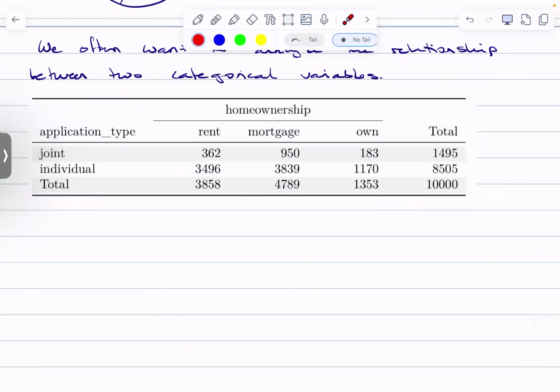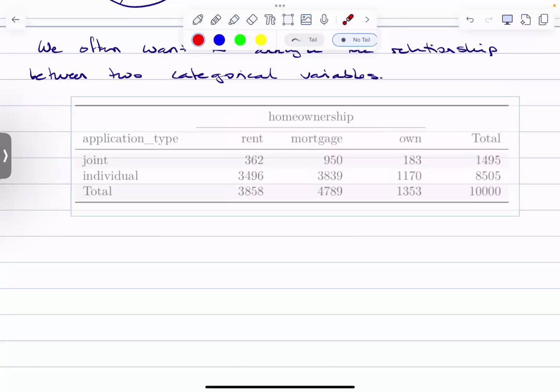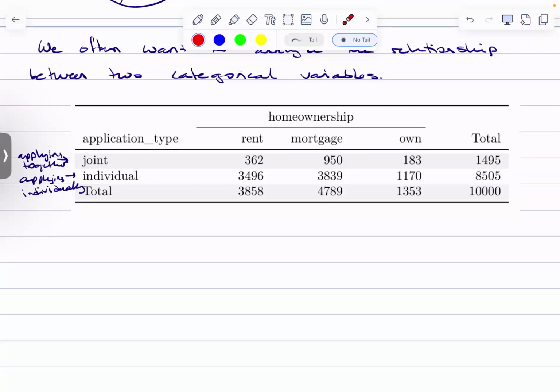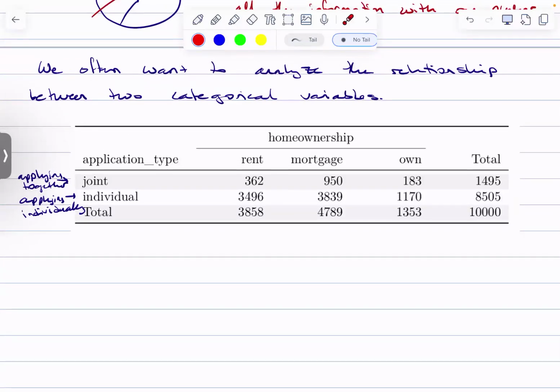The application type, whether it's a joint application, so presumably a couple or a couple of friends, versus an individual application. Okay. So here, applying together or applying individually. Pretty self-explanatory, but it's another categorical variable. They did not have it in Chapter 1. That's okay. Can add it to our data dictionary.